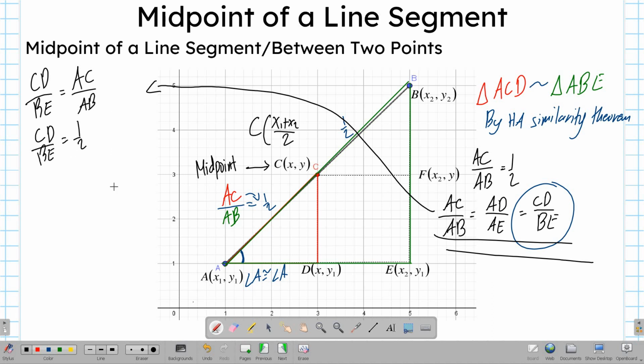So now, let's find the distance between C and D, the distance CD and the distance BE. Since C and D have the same x-coordinate, therefore, we just need to find the difference of the y-coordinates or the ordinates to find this length. So, difference, at dahil mas mataas yung C, assuming na mas malaki itong y. Therefore, the distance CD would be y minus y sub 1.